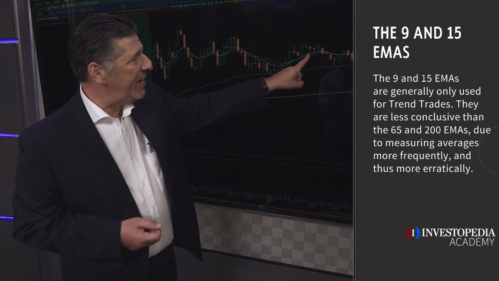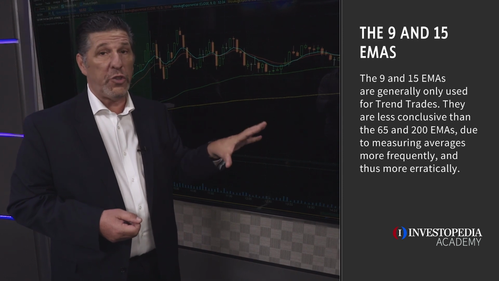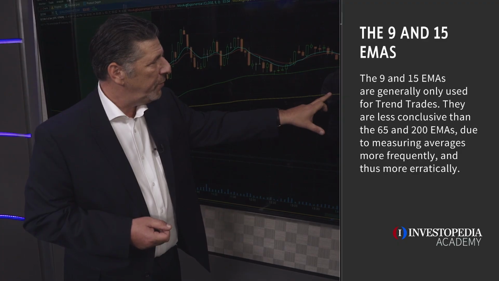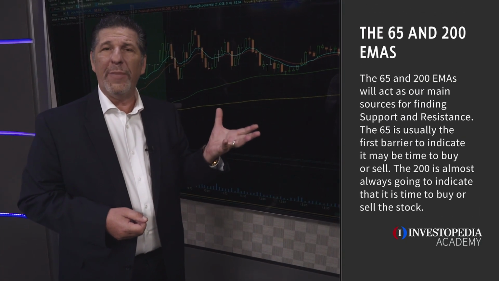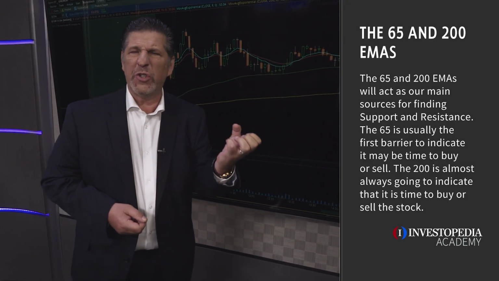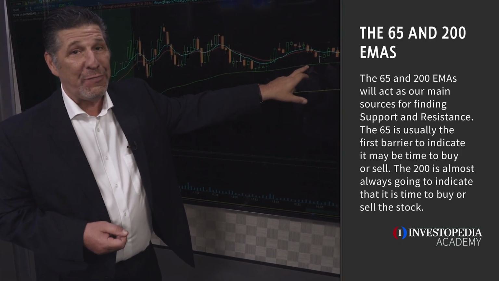The moving averages have different strengths. The 9 and the 15 are the weakest of our moving averages. We're only going to use those in one situation when we start talking about a trend trade. The 65 and 200 are the ones we're going to use when we start talking about a regular moving average trade. As the moving averages go down, they become stronger. When we hit our 65 exponential moving average, we may make a trade of it. When we hit our 200 moving average, we're almost always going to make a trade because that's a nice solid support level on the chart.